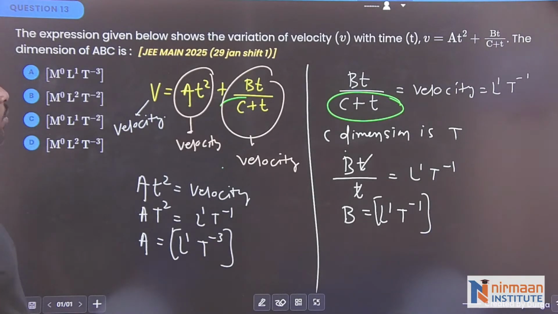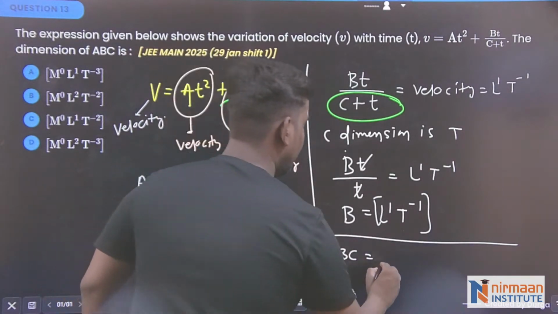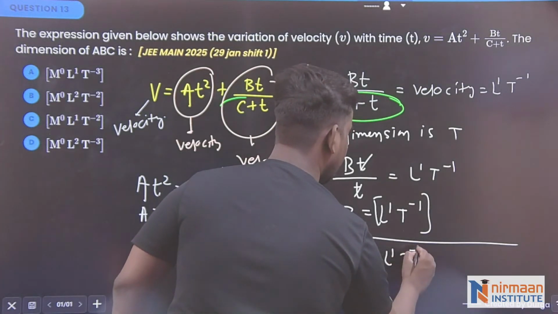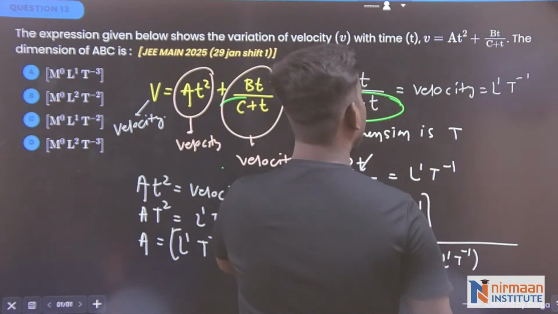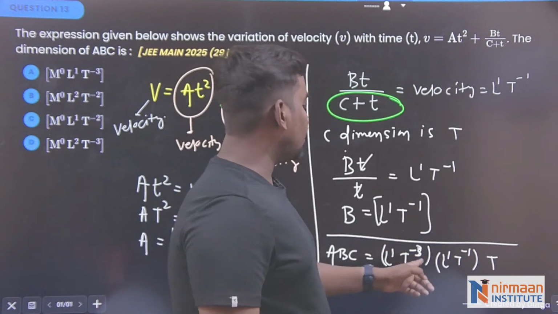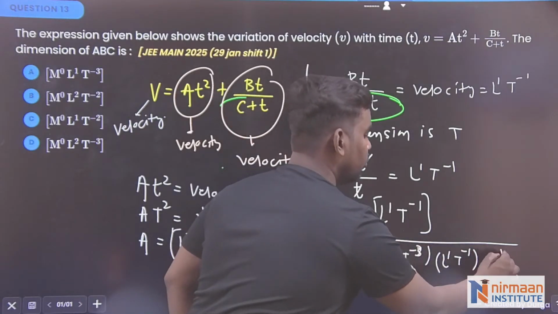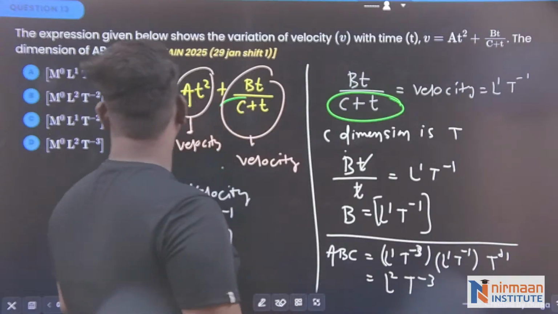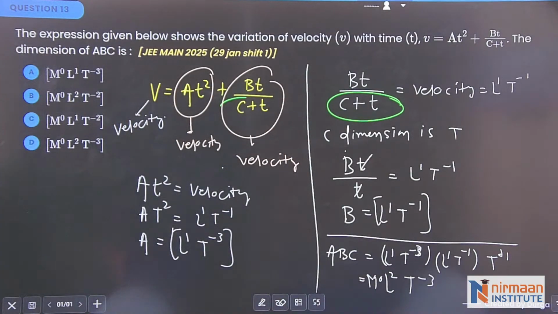Now they're asking what is the dimension of ABC, the dimension of A into B into C. Just multiply: L1 T minus 3 into B, which is L1 T minus 1, and C, which is T. If you solve it, L1 times L1 becomes L2. T minus 3, T minus 1, T: the plus 1 cancels the minus 1, leaving T minus 3. So M0 L2 T minus 3. The option will be D.